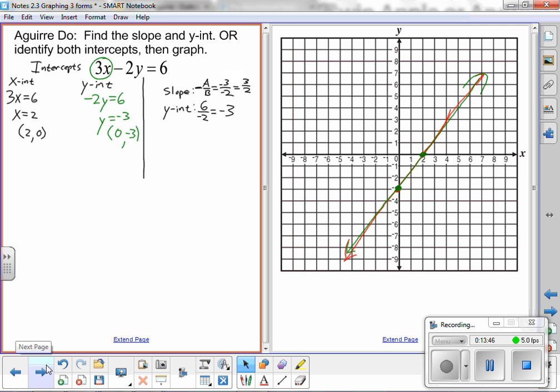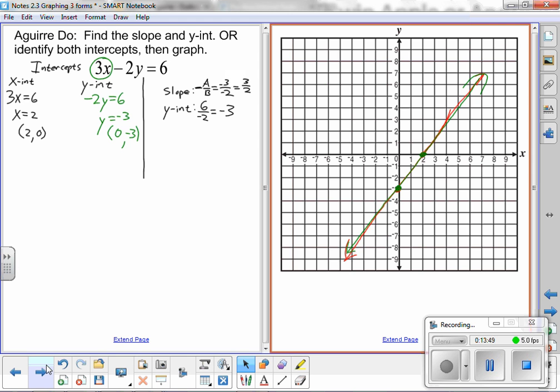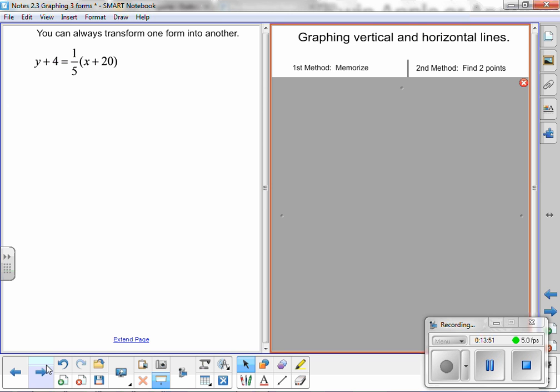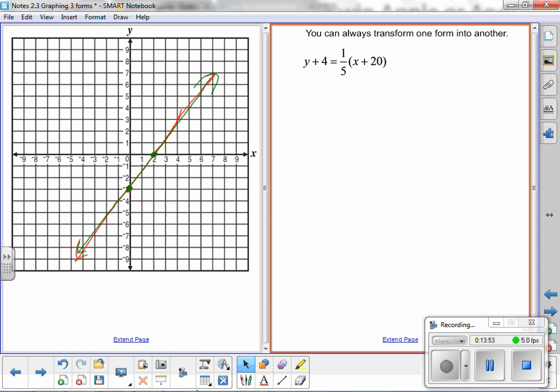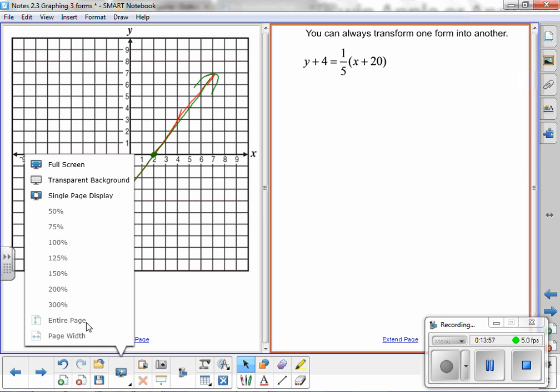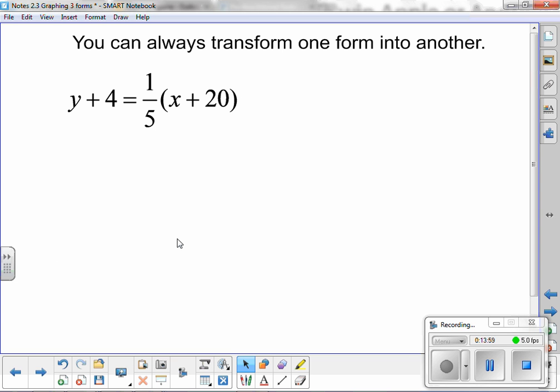Like I said, you can transform it into another form if you would like. That's what this one says. So, hold on. Okay, so you can always transform into another. So if you look at it right here, this one, you will have work on this, by the way. This one's starting off in point slope form. If you want to change it into slope intercept form, it's just a matter of solving for y. But slope intercept form doesn't have parentheses.